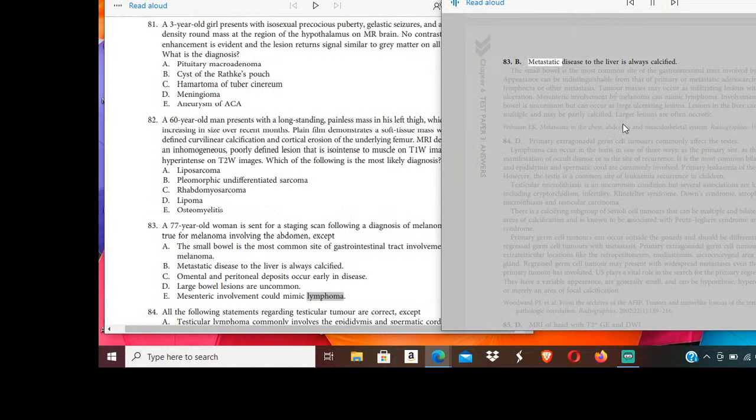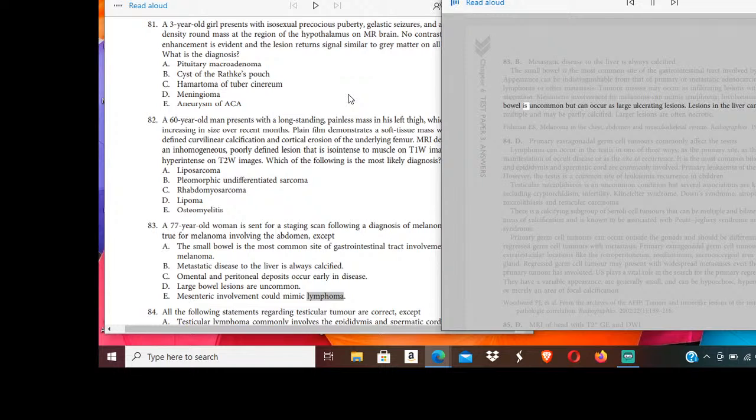83. B. Metastatic disease to the liver is always calcified. The small bowel is the most common site of the gastrointestinal tract involved by melanoma. Appearance can be indistinguishable from that of primary or metastatic adenocarcinoma, lymphoma, or other metastasis. Tumor masses may occur as infiltrating lesions with or without ulceration. Mesenteric involvement by melanoma can mimic lymphoma.